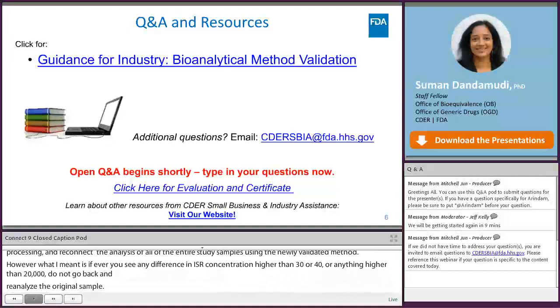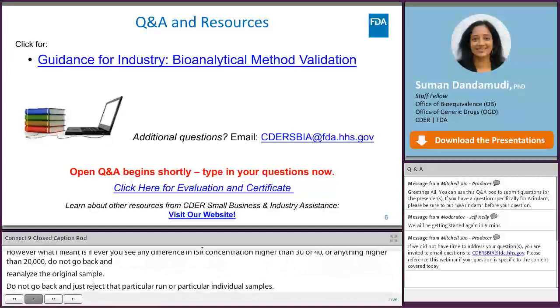So moving on to the next question. Should sample dilution be performed with a biological matrix or assay buffer? For both kinds of assays, LBAs and LC-MS/MS analysis, the sample dilution should always be with the biological matrix.